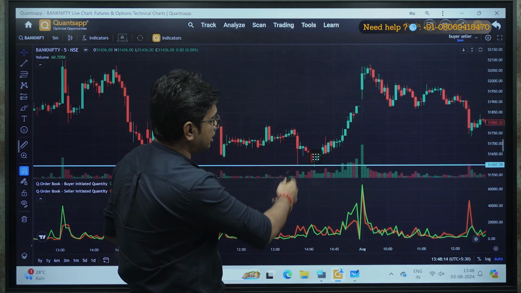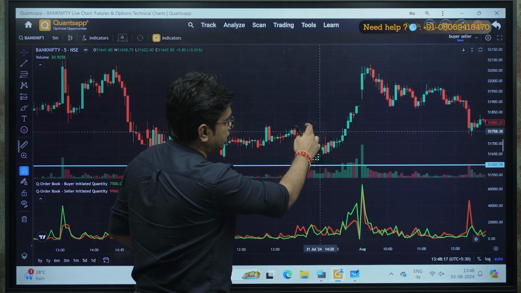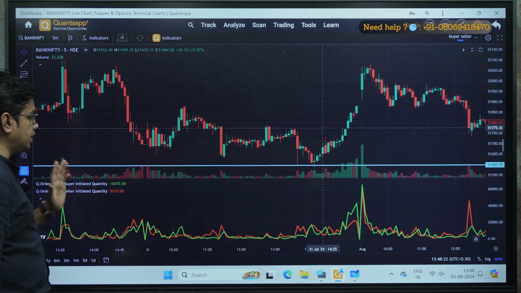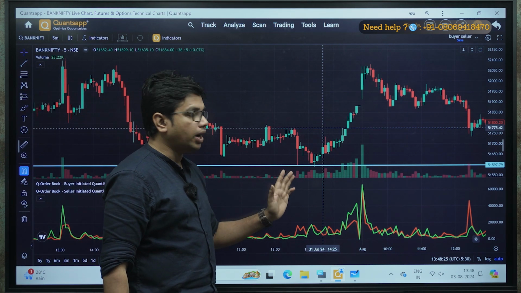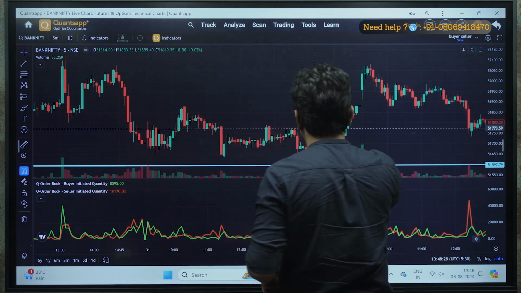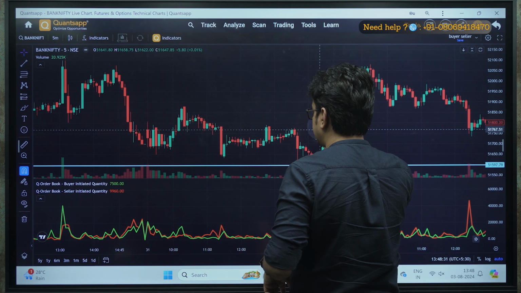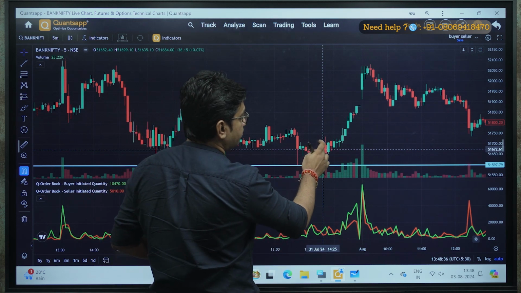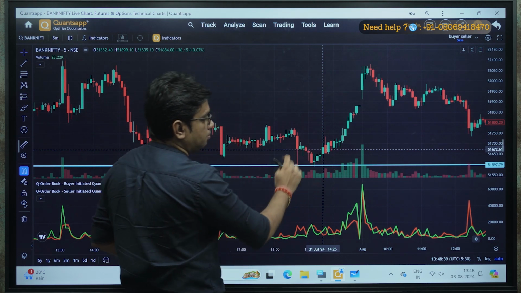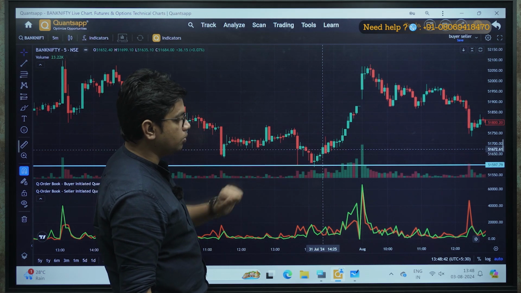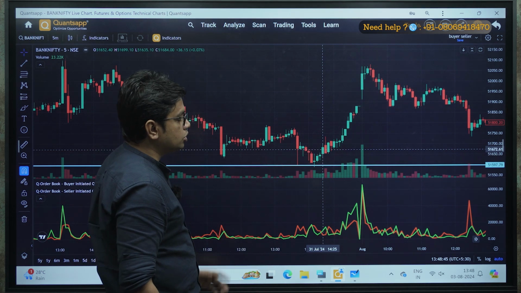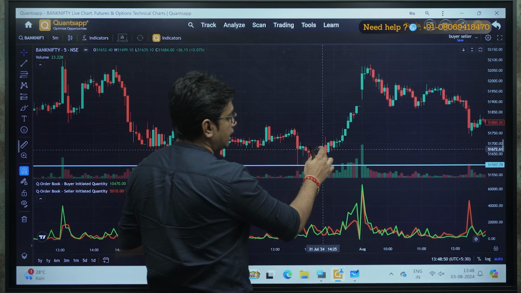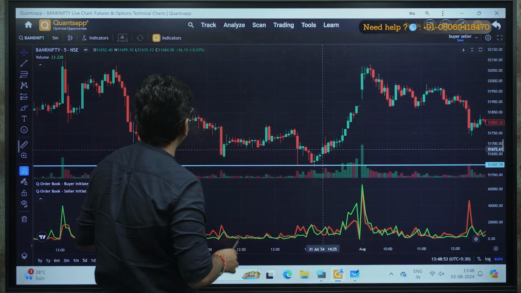You can clearly see there was a red candle and then again it became green and green, and the buyers were increasing in the buyer initiated quantity versus the seller. You can see the difference was widening from here. First the sellers were more, then here the buyers were getting larger and larger. And you can see there is a morning star pattern also made over here. So I'll initiate the trade over here, and I'll keep my stop loss very small.